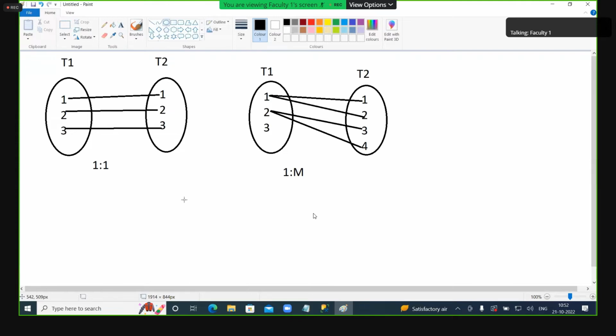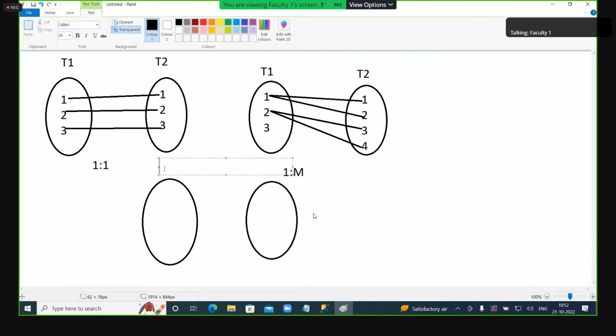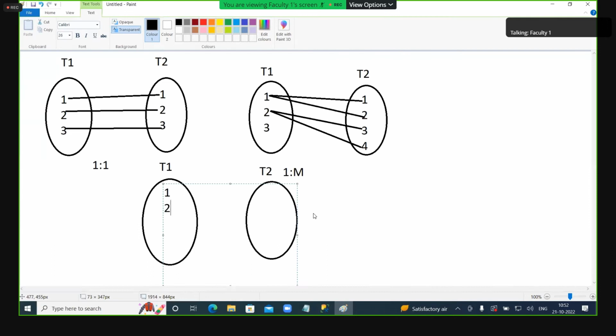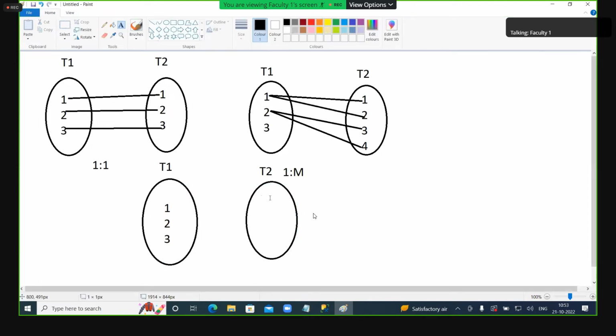Now, suppose this is one table, and this is another table. I'm taking 2 tables: table 1 and table 2. Here 1, 2, 3, and here also 1, 2, 3. Here, record 1 is associated with these 2 records, and the second record is associated with 1, 2. And the third record is associated with 2, 3. That means the first record is associated with 1 and 2, the second record with 1 and 2, and the third record with 2 and 3.